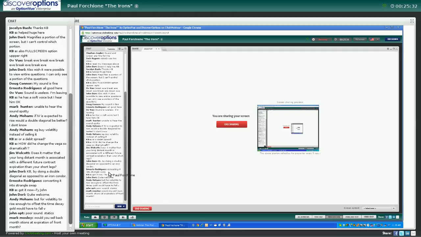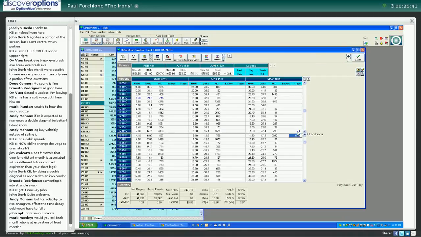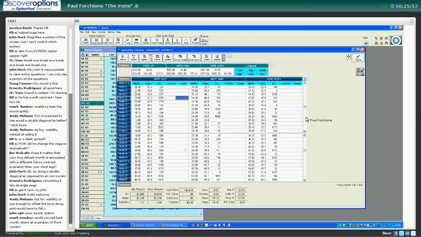The double diagonal can also be described as a strangle swap. You could call that a strangle swap because really what do we have? We've got a long strangle in the month of May that's out of the money, and we have a short strangle in the front month. So it's a strangle swap. It is a diagonalized iron condor, or it is a double diagonal. You can call it whatever name you want. It's still the same thing.